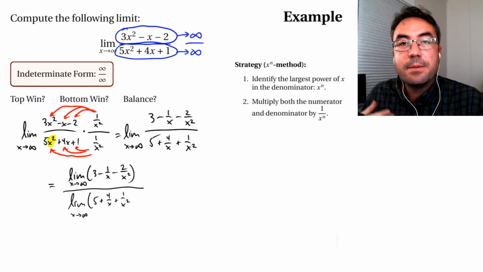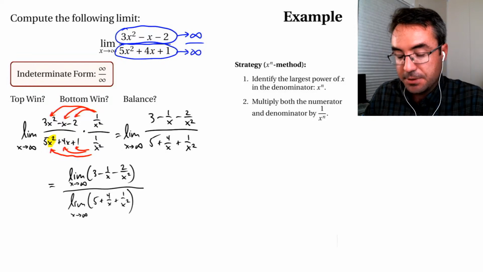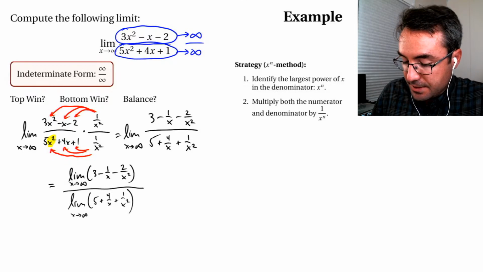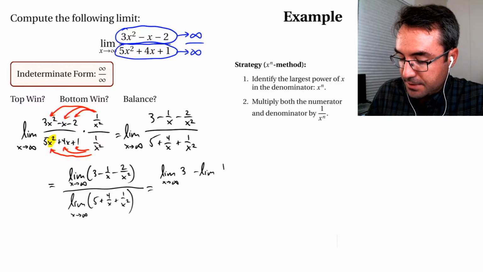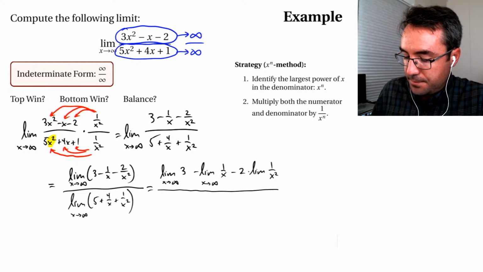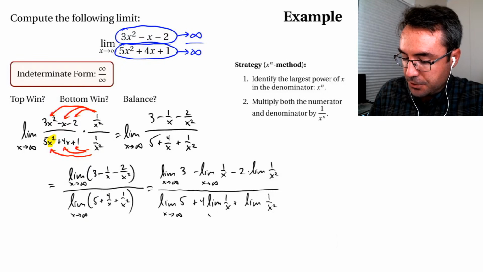And then we can go a little bit further and keep breaking that up wherever we have addition or subtraction and wherever we have a constant multiple. So we could write this then as the limit of 3 as x goes to infinity minus the limit of 1 over x as x goes to infinity minus 2 times the limit of 1 over x squared, all over the limit of 5 plus 4 times the limit of 1 over x plus the limit of 1 over x squared. And all of these are as x goes to infinity.